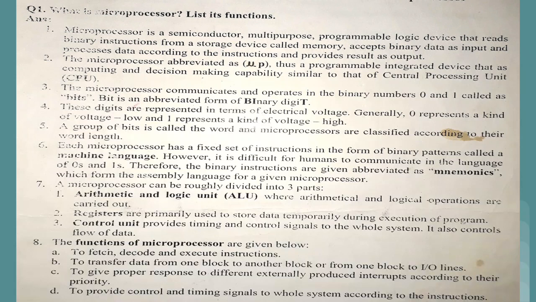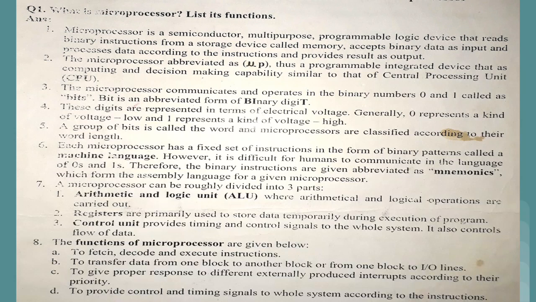A microprocessor can be roughly divided into three parts. There are actually three main parts of a microprocessor. As I told you at the start, remember three points from this question: point number 1, point number 7, and point number 8. These 3 points are very, very important. If you remember only these 3 points, then also it is okay. So basically a microprocessor can be roughly divided into 3 parts.